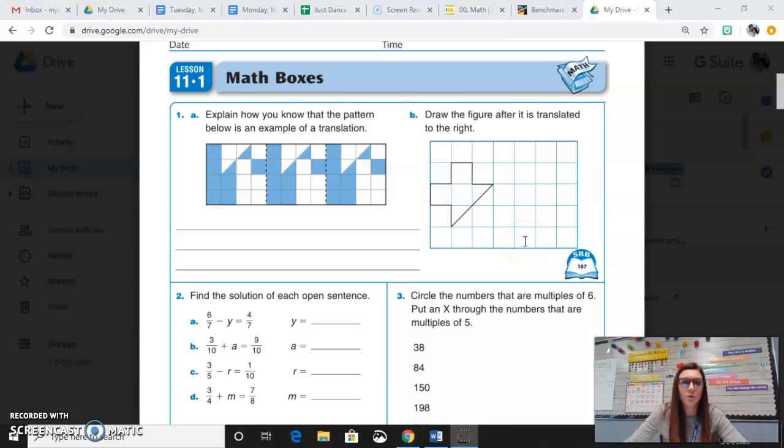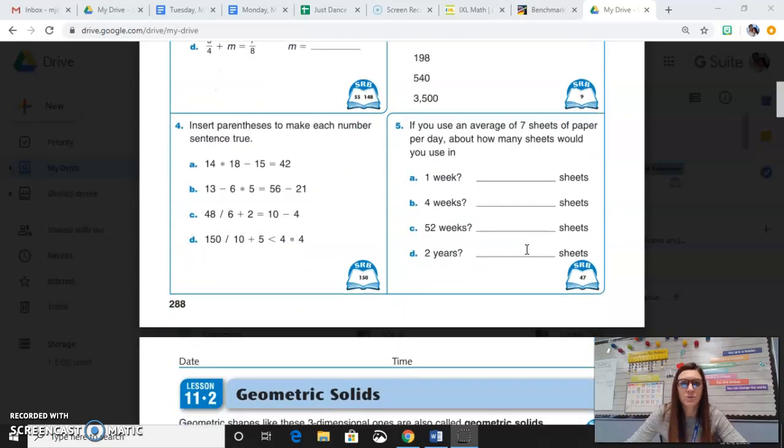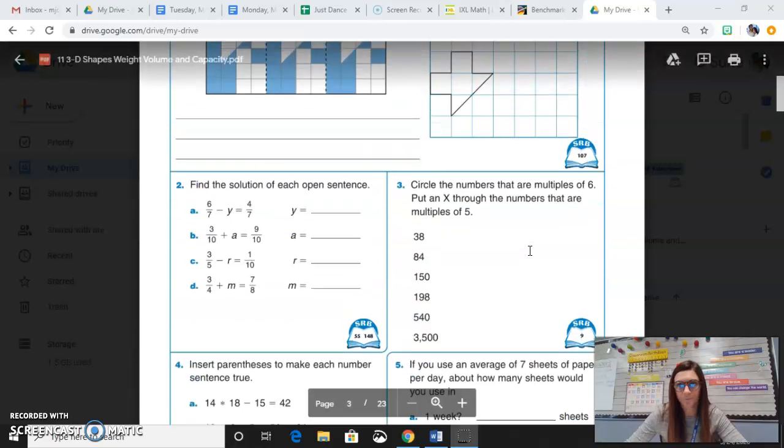Hi guys. So what we're going to do today is mainly just review a few things, but I do want you to complete a few pages in your math journals. So if you have your math journal with you, I want you to open up to page 288, 288 that you see on my screen here.